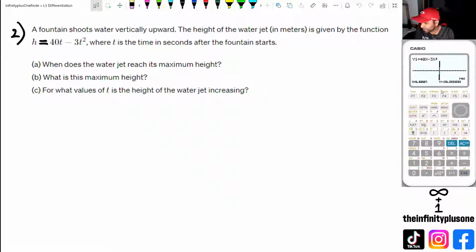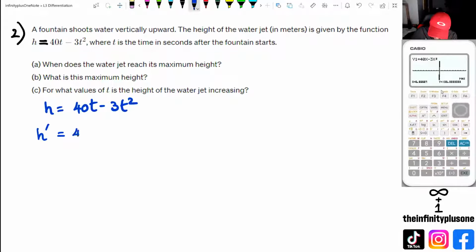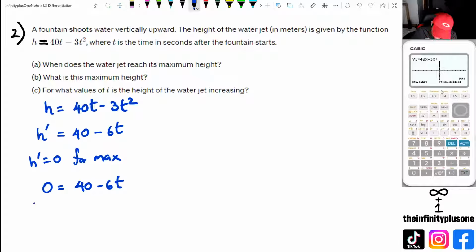But let's actually do this question. So we've got h equals 40t minus 3t squared. So then h dash is equal to 40 minus 6t. We're going to put h dash is equal to 0 for max. So 0 is equal to 40 minus 6t. 6t equals 40. t equals 40 over 6.